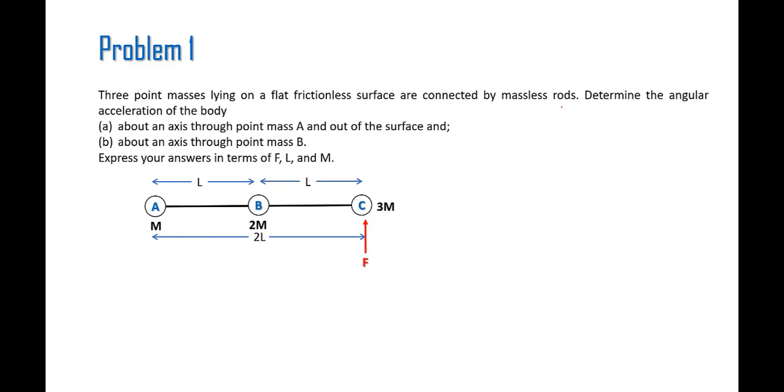So again, we are given the masses as well as the distance between the point masses, the lengths of the rods connecting them. We are asked to find the angular acceleration of the body. Since we have two systems, system number 1 and system number 2, we'll have two angular accelerations to be solved.